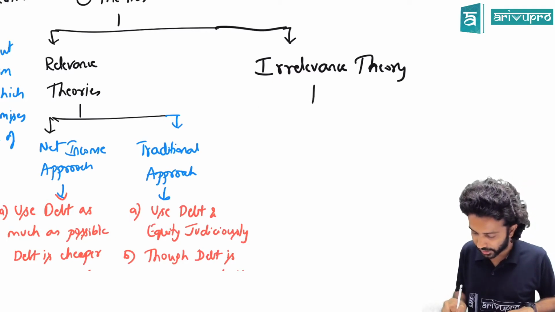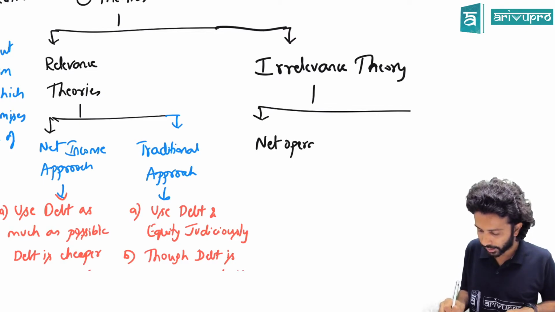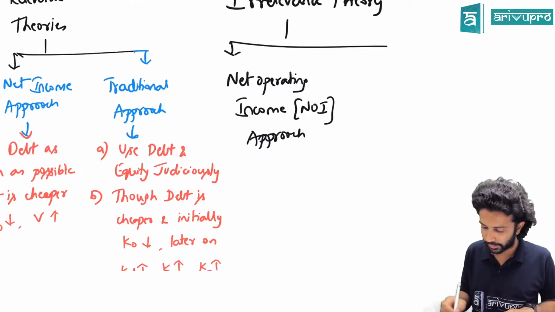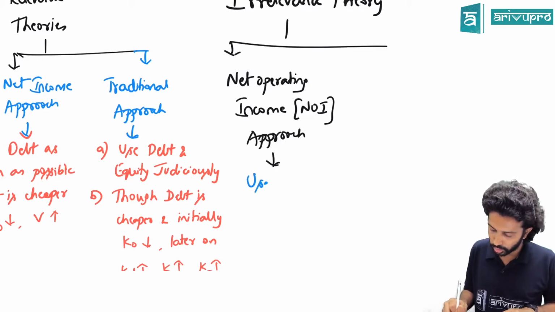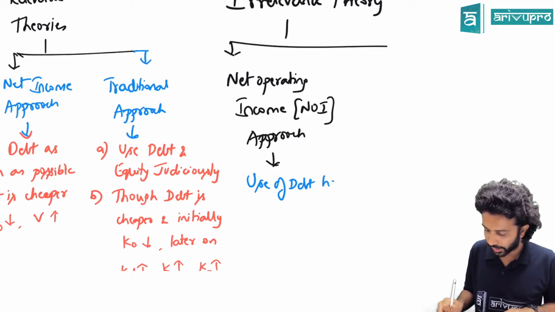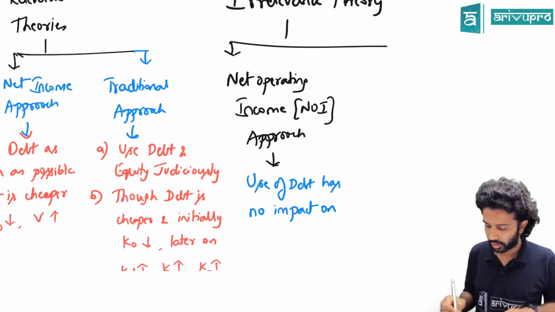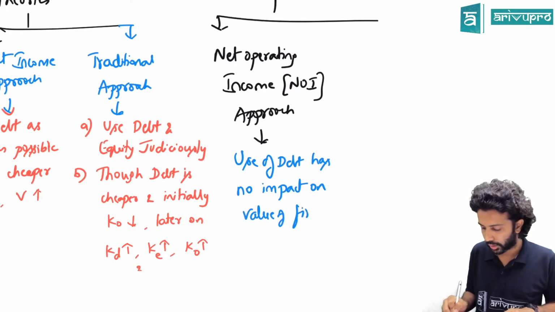Okay, irrelevance theory. First one was what? Net operating income approach, or NOI approach. What does the NOI approach say? It is first of all an irrelevant theory. So what does that say? Use of debt has no impact on the value of the firm, they say.